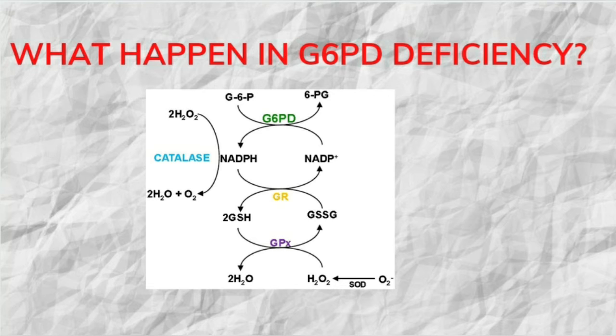So, if the G6PD enzyme is deficient, this will lead to no NADPH and there will be no glutathione reductase enzyme. So, oxidants will be increased in our body and lead to membrane damage, then cause hemolysis in the spleen.